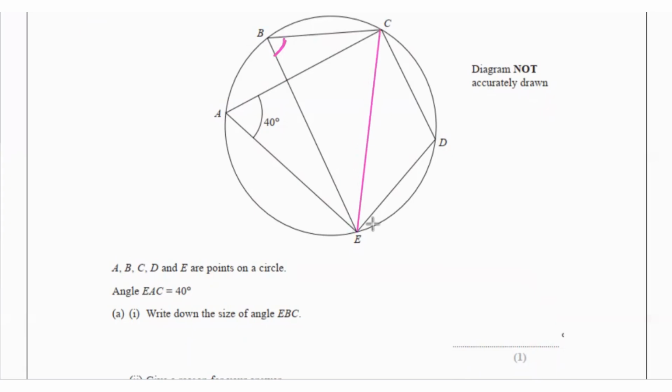If you notice, CE can be turned into a chord. And as we know, angles in the same chord are equal. So angle A and angle B are coming from the same chord, which is CE. Hence, angle B is also going to be 40 degrees.